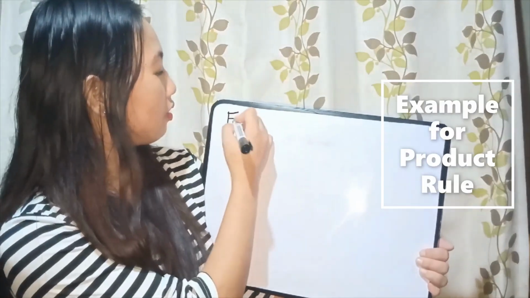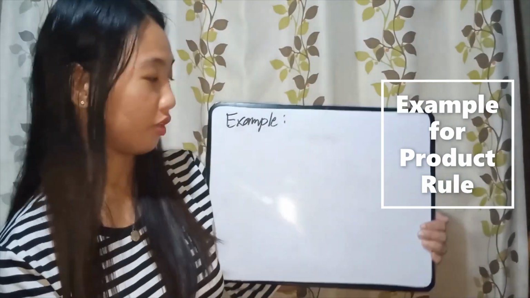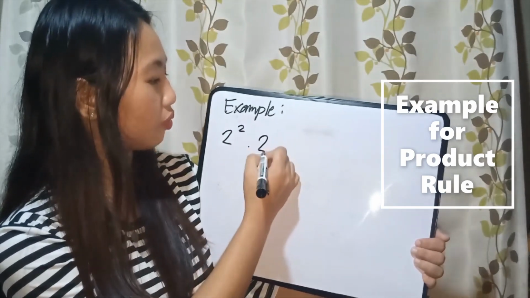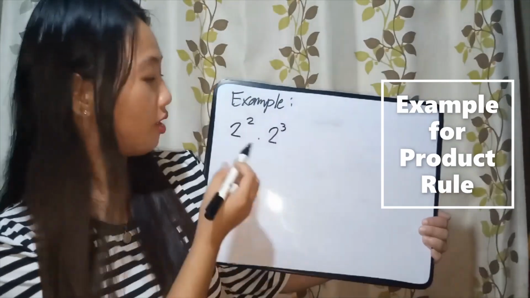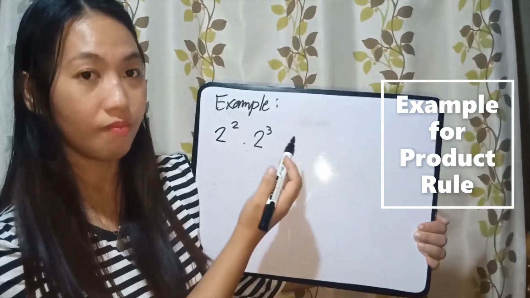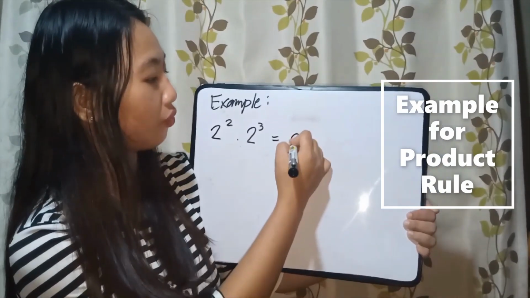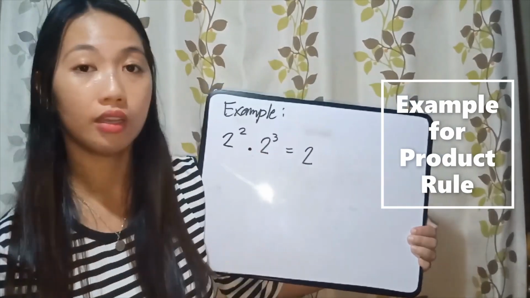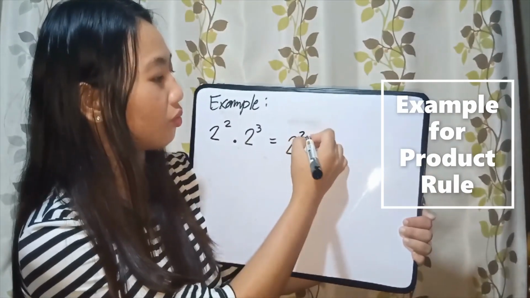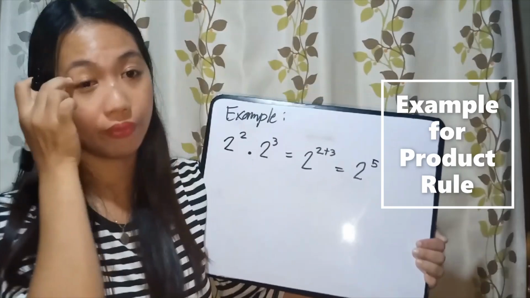So for example, in multiplying the same base but different exponents, we have 2 raised to 2 times 2 raised to 3. So as we can see, the base is 2 and the exponents are 2 and 3. So the same base, different exponents. So applying the law, when we have multiplication as the operation, we do addition of exponents. So we have 2 plus 3. Then simplify, we have 2 raised to 5.